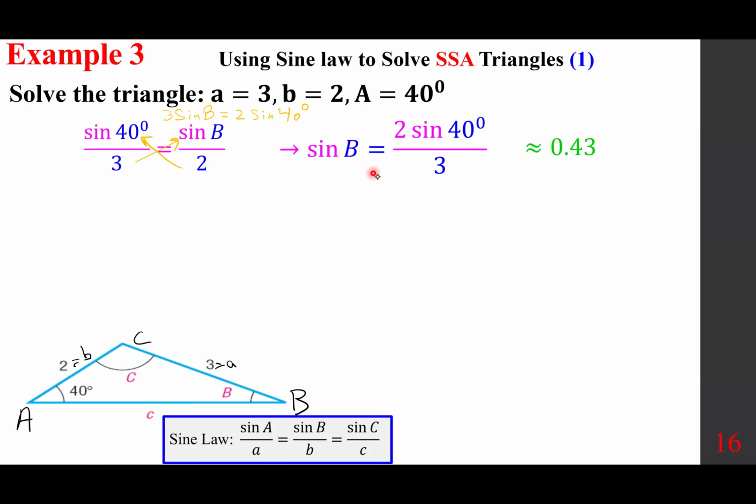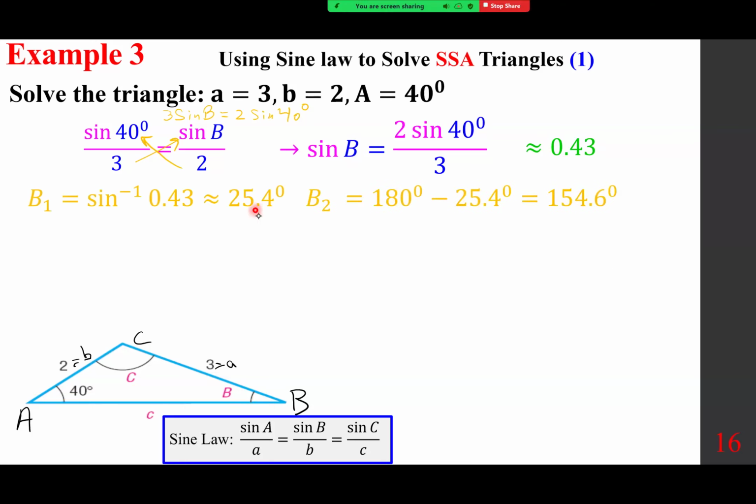So if it's 0.43, what is B? Sine inverse of 0.43. I'm going to call it B sub 1 in a moment. You'll see why. But for now, B or B sub 1 either way is fine. So you put it into a calculator, and you get 25.4 degrees.